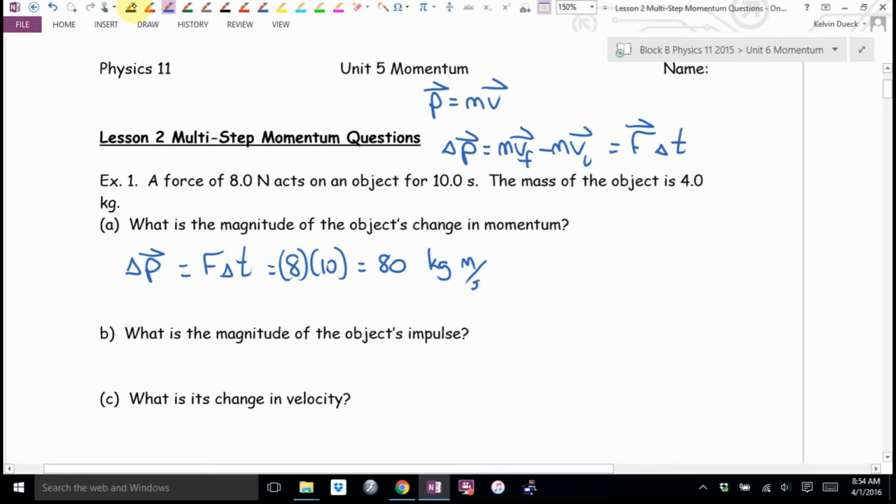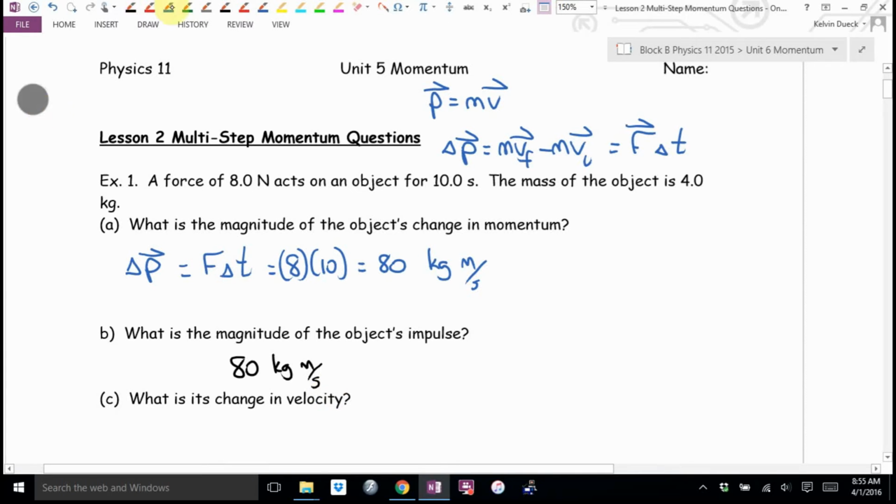James, what's B want me to find? What's another word for impulse, or another phrase for impulse? Change of momentum. You know what? I think it's the same answer. And it is. Those 2 terms, impulse and change in momentum, are interchangeable. I want you to realize that, because every year on the test, I ask a kid to find the impulse, and they leave it blank or they freeze. No, it's change in momentum, and change in anything is final minus initial.